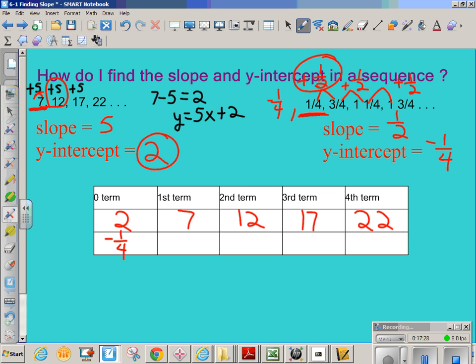The first term is just our list of numbers, the 1/4, 3/4, 1 1/4, and then 1 3/4. So you don't have to write an equation today, but I just wanted to explain that that's the reason that you're backing up. If you want to just memorize the rule, that of course is fine as well.